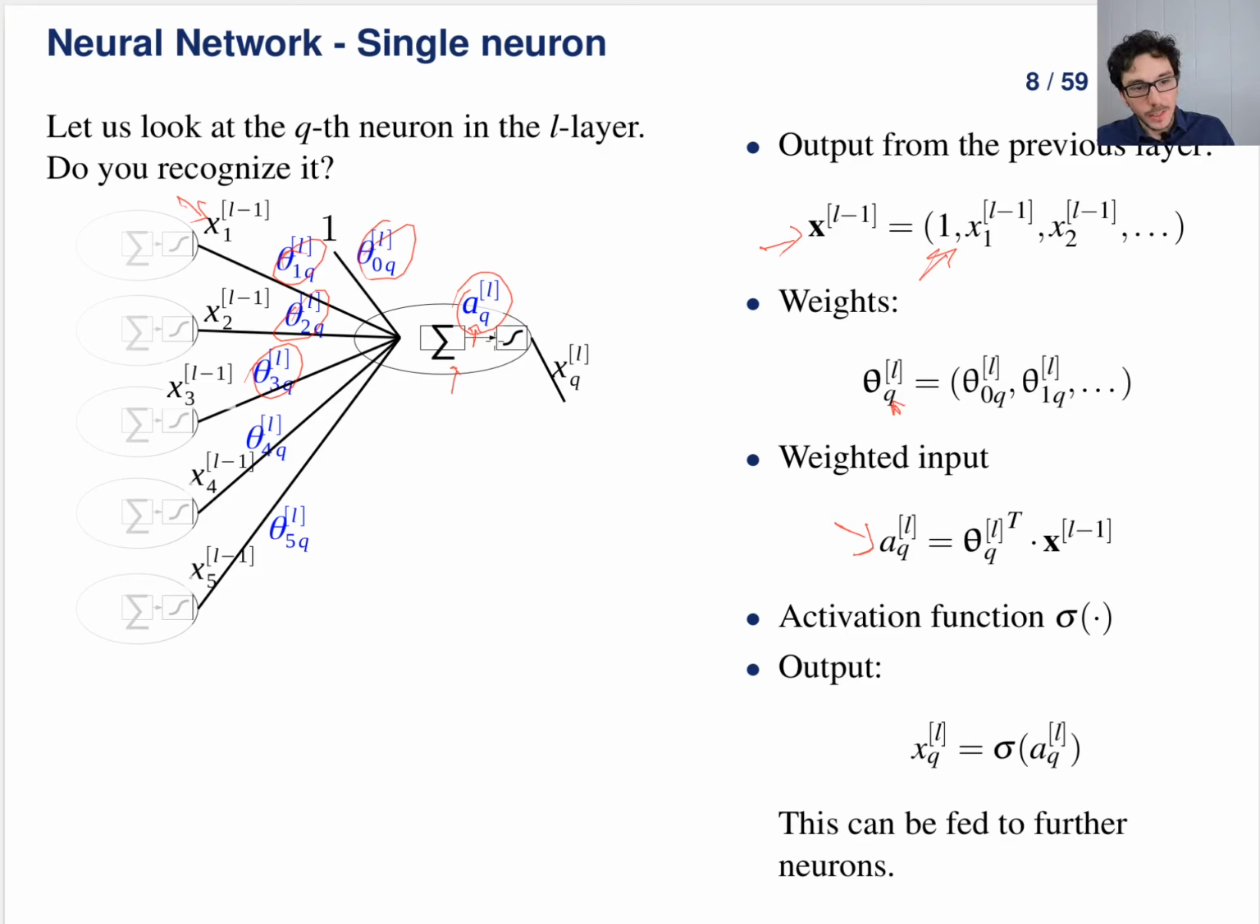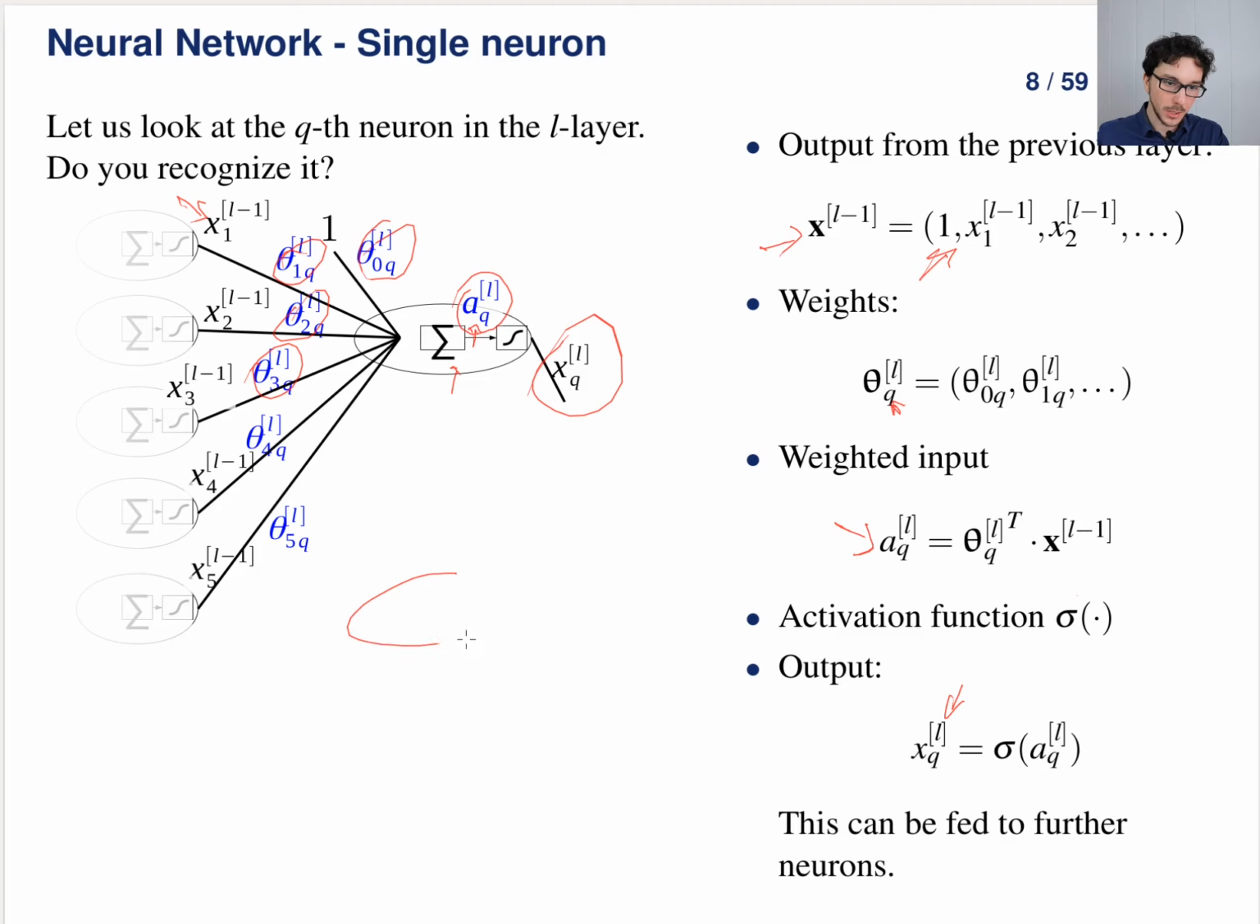And we give this result as input to an activation function that I indicate with this sigma. This activation function is also sometimes called nonlinearity, and we will see what form it can have. The output of the activation function, that is here, is then propagated to the following layer.